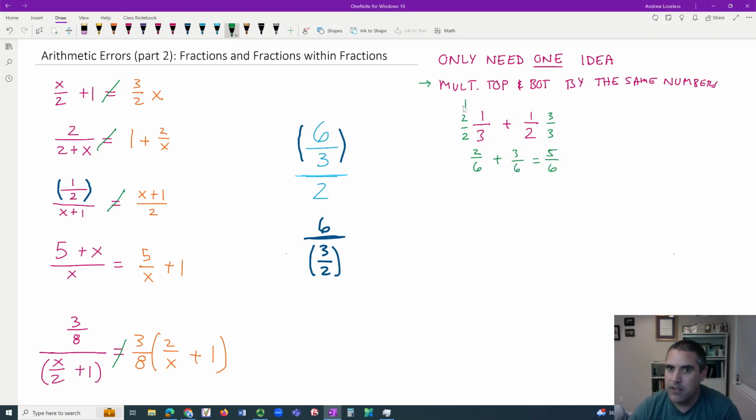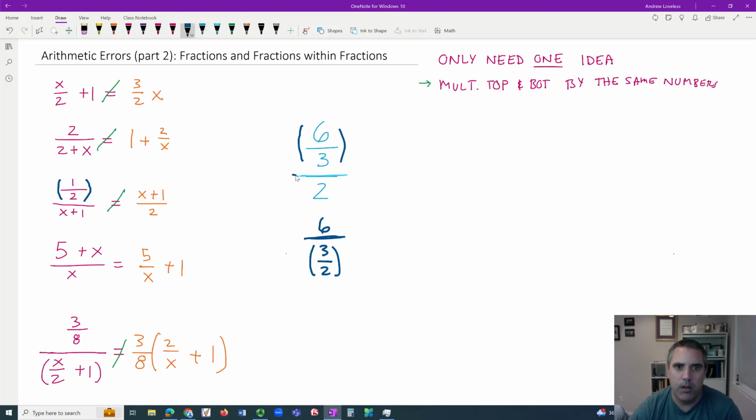This idea is the only idea I use when working with fractions. I never think about flipping. It never made sense to me to have to memorize when to flip, when I knew that I could just multiply top and bottom of a fraction by the same number, and it doesn't change anything, but it just changes the look. Okay, so if we want to change the look of a fraction, what do?